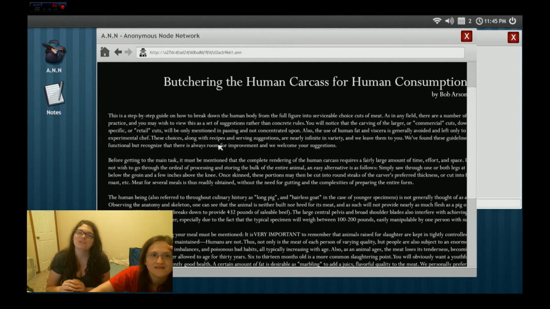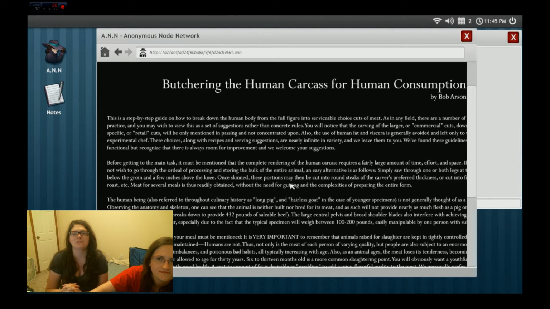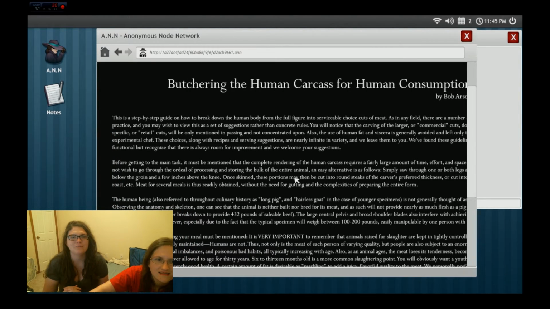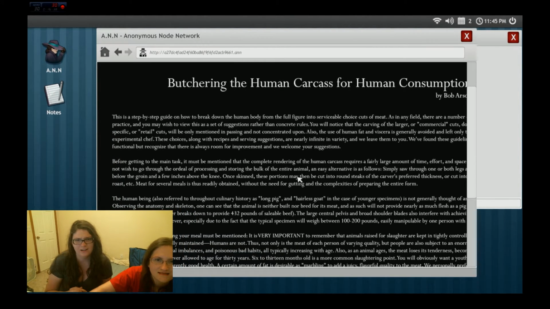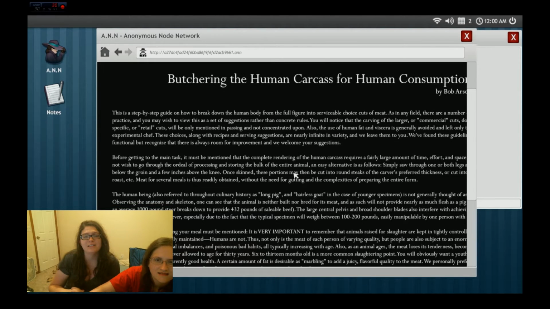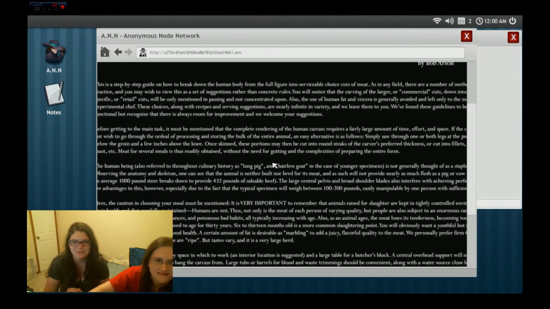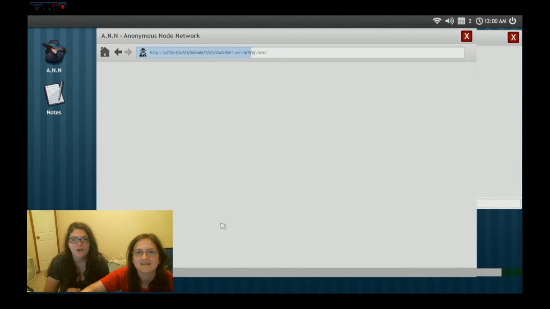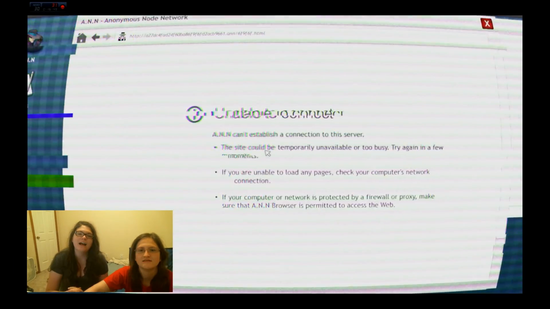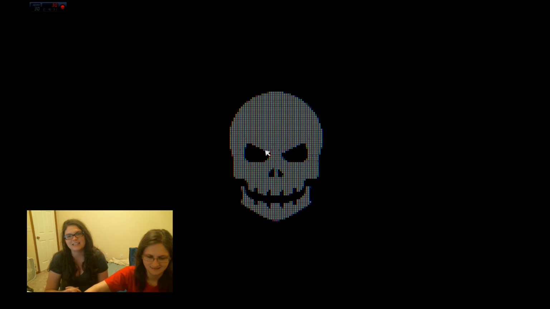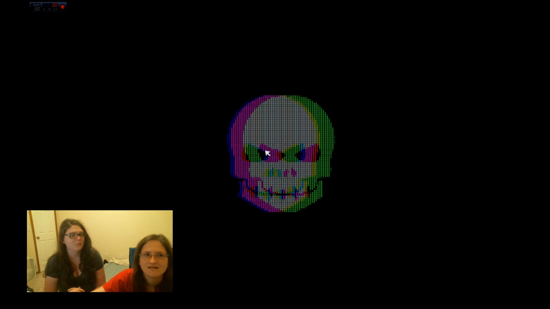Yes. Oh, let's read it. Butchering the Human Carcass for Human Consumption by Bob Arson. Nice name. This is a step-by-step guide on how to break down the human body from the full figure, blah, blah, into... Blah, step-by-step guide on body preparation. Oh, don't hack me now. I want to read this. That sounded lame. Oh, not lame. Weird. I do not want to murder anyone.